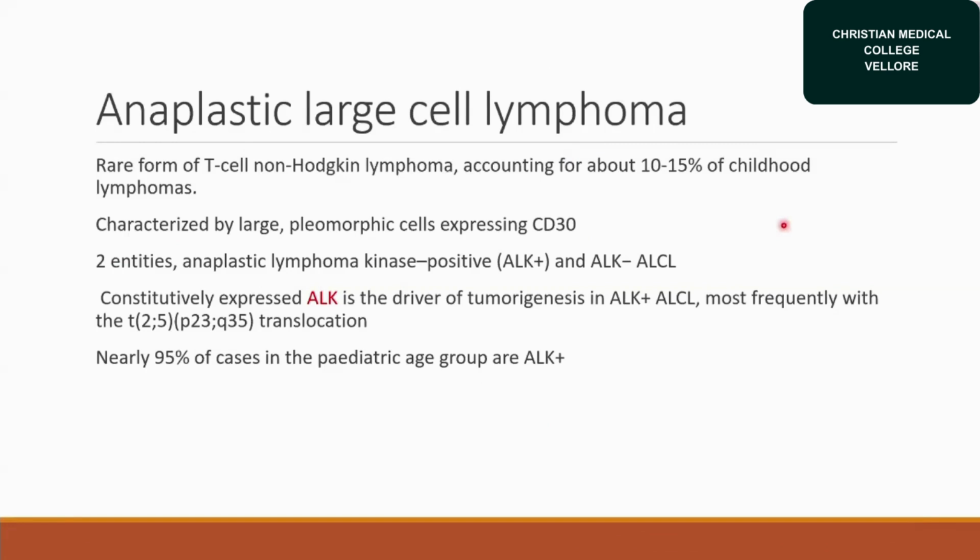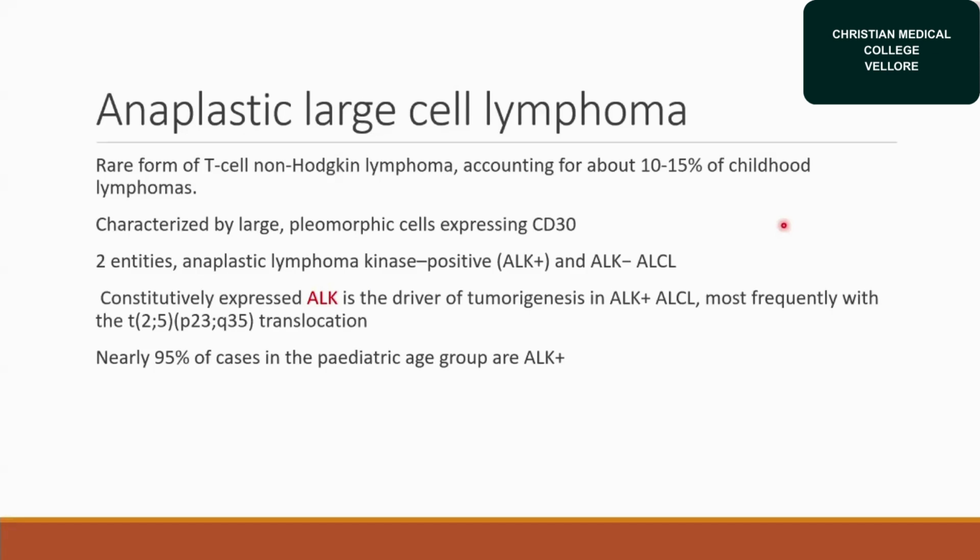This is a rare form of TNHL. All that we had discussed so far are mature B cell lymphomas. This is a T-NHL, and it accounts for about 10 to 15% of childhood lymphomas. As the name suggests, these are large pleomorphic cells, and they almost universally express CD30.